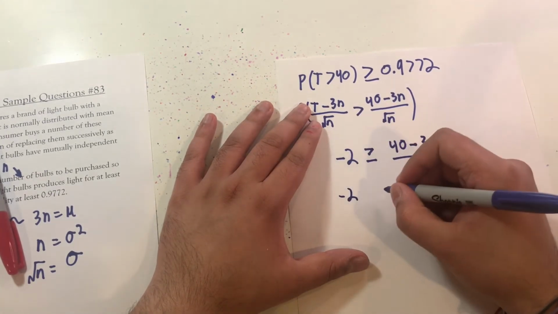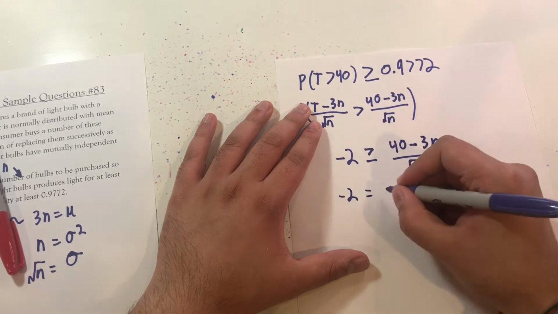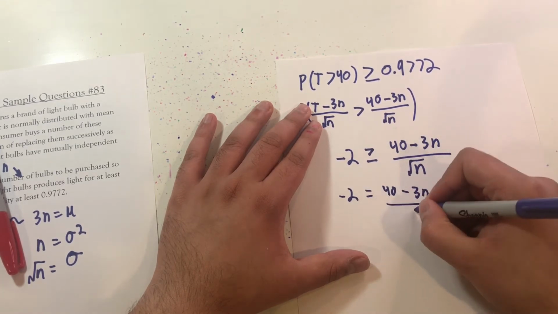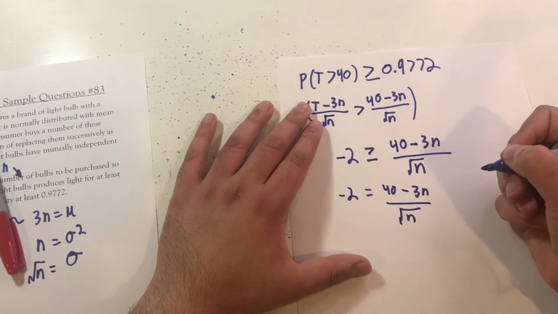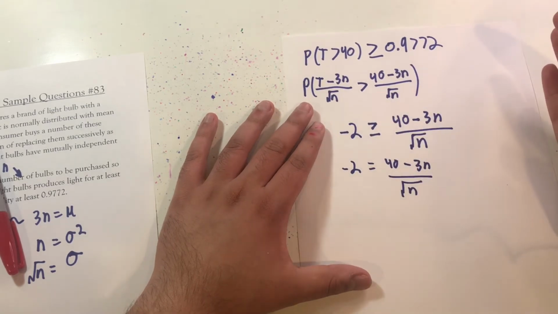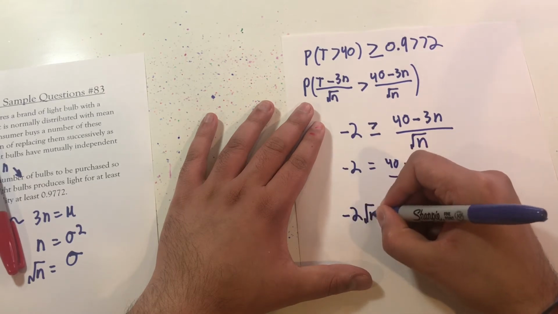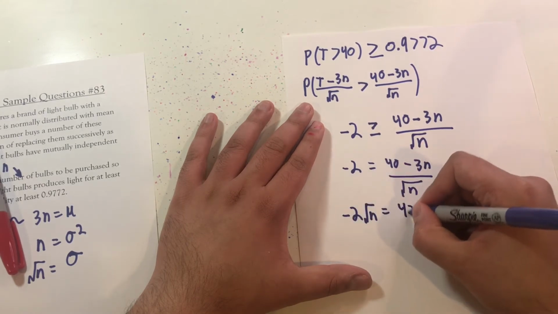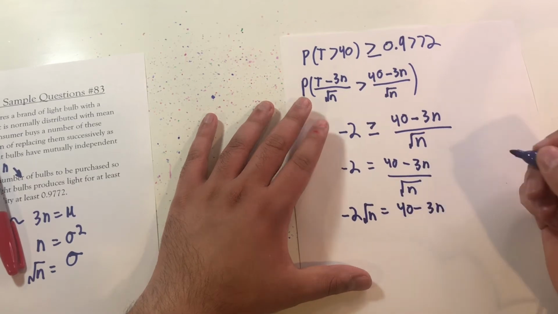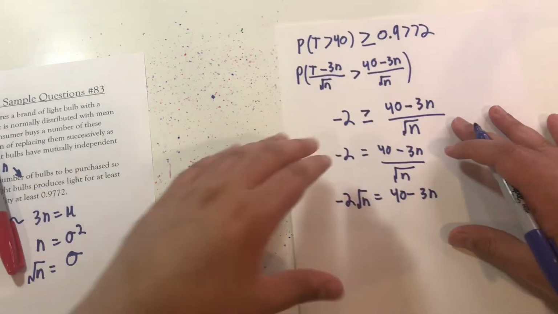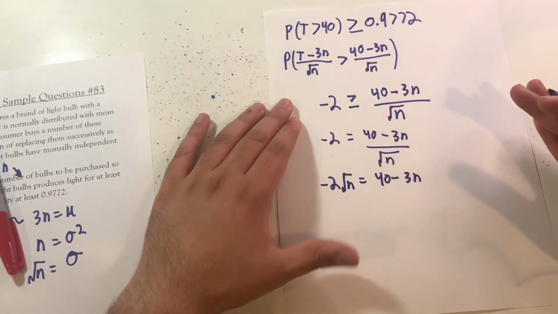Negative 2 equal to 40 minus 3n over square root n. I'm going to multiply both sides by square root n. I get negative 2 square root n equals 40 minus 3n. And I'm just going to speed through this part because you don't need to watch me do algebra. That should be something you're very familiar with at this point.